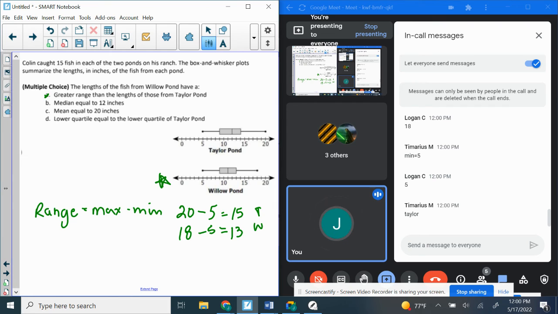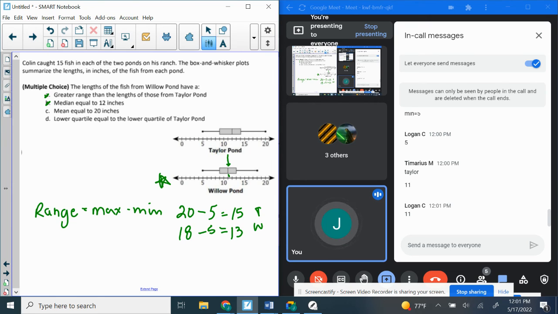Median equals 12. Willow Pond's median equals 12. What is the median of Willow Pond? Yep. Median, remember, is the middle. So that's at 11. So B's out. That's a no-go.